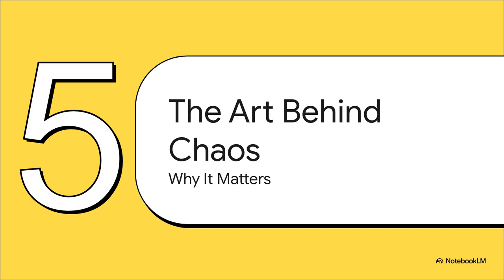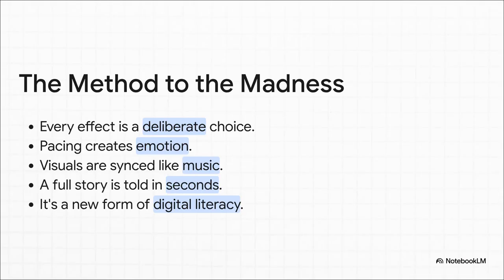So after breaking all this down, you can really start to see the artistry, right? It's so easy to just dismiss these videos as random, chaotic noise. But when you understand the script, when you get the grammar, you see the incredible amount of thought and pure intention that goes into every single frame. So here's the big takeaway. Every single effect is a deliberate choice, and it's designed to create a specific emotional response in you, the viewer.